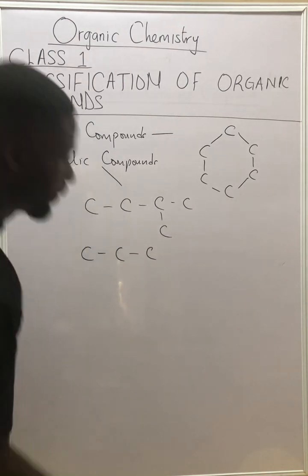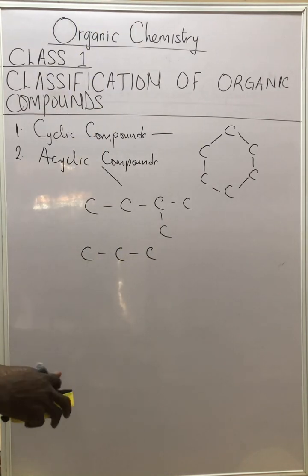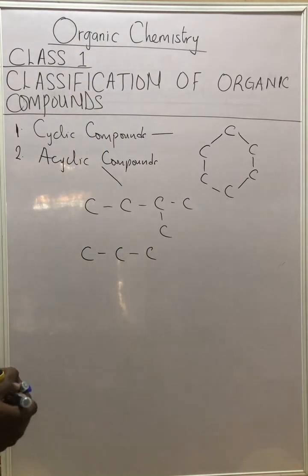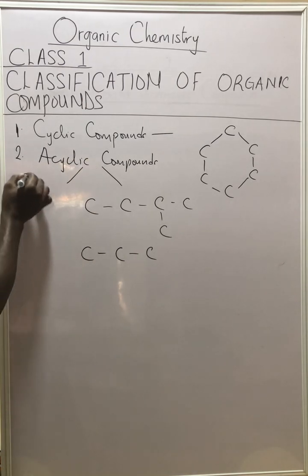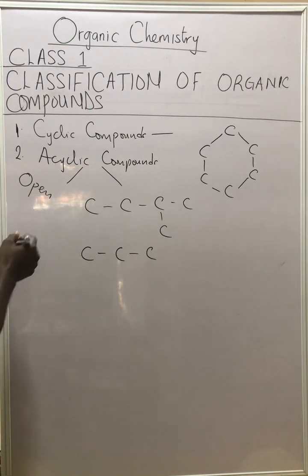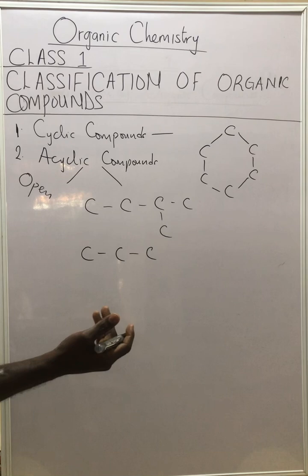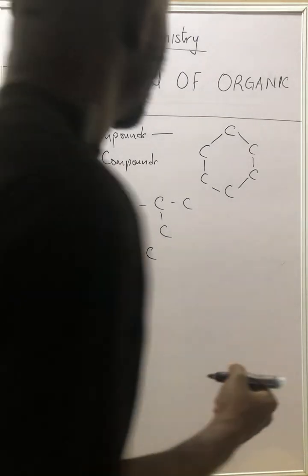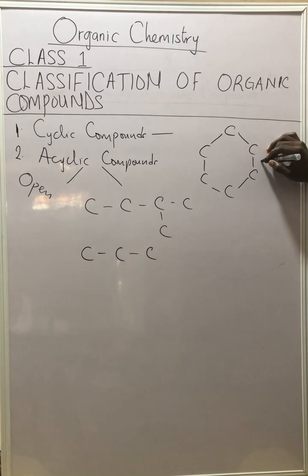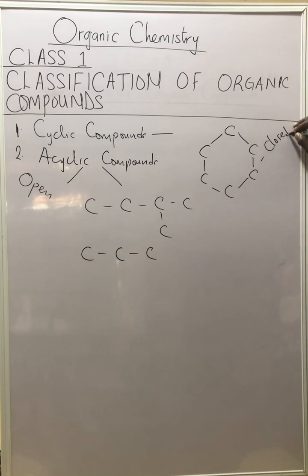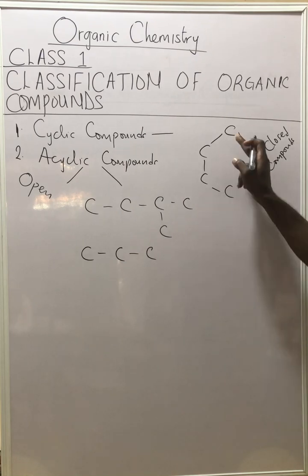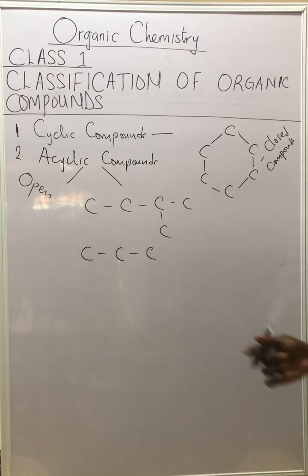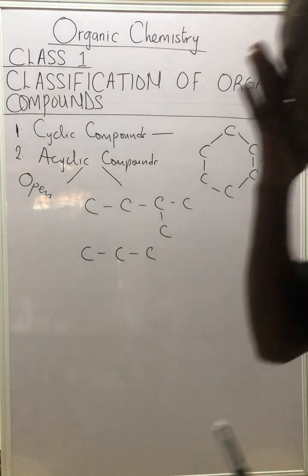All right. Now, what is another name for acyclic? Well, another name for acyclic is open organic compounds. Another name for cyclic is closed compounds. As we can see here, this one looks like something that is closed and this one looks like something that is open. We will still talk more about them.